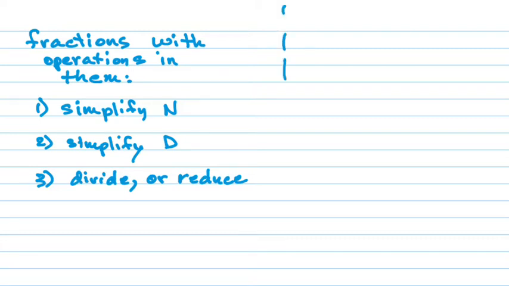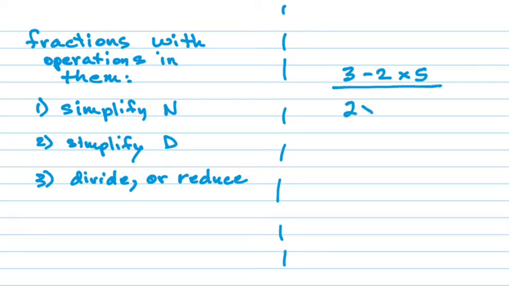So let me just give you an example of what I'm talking about here, and then we'll go to the book and do some more in a bit. Say, for example, we have 3 minus 2 times 5 over 2 times 4 plus 3. Now, this is probably going to make a big mess, but who cares? Because I just made those numbers and operations up. All right, so here we go.